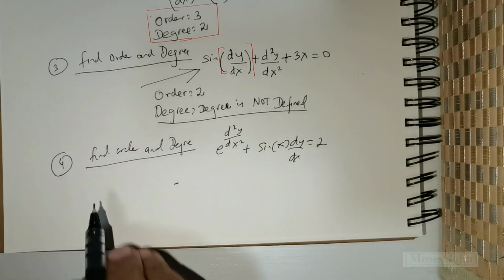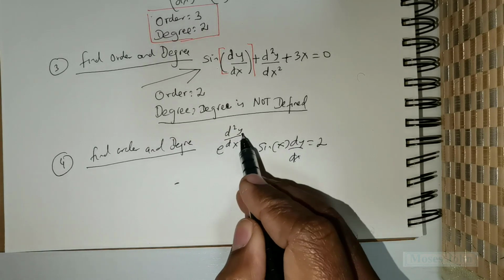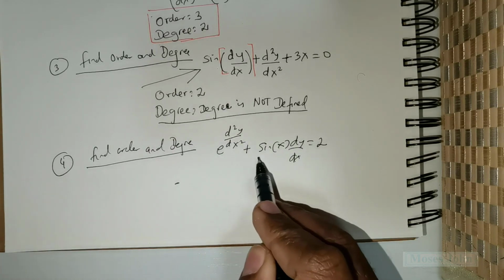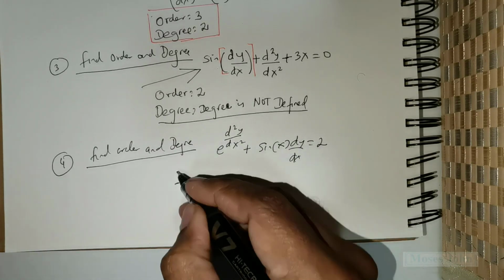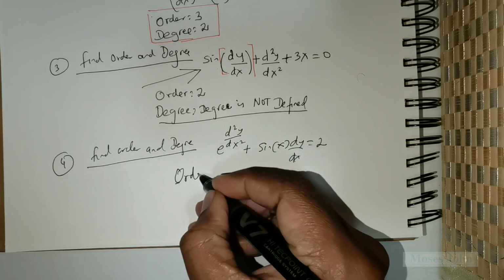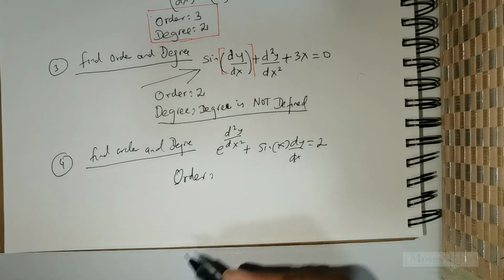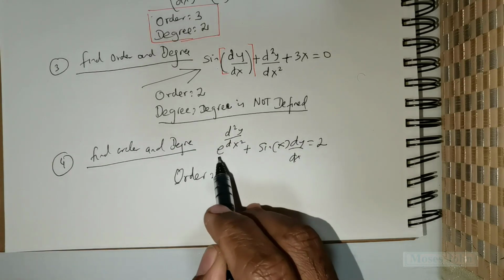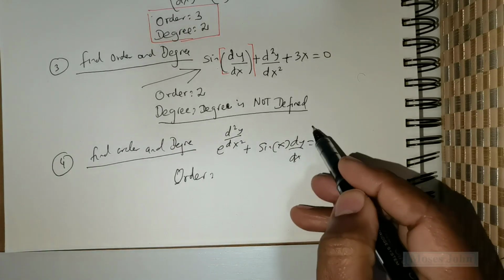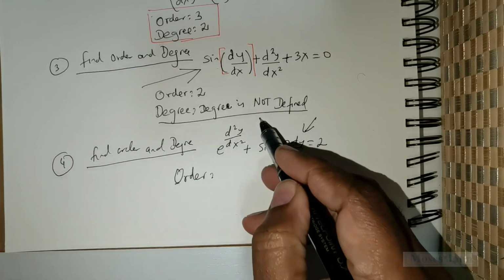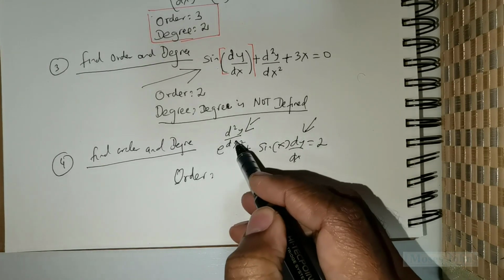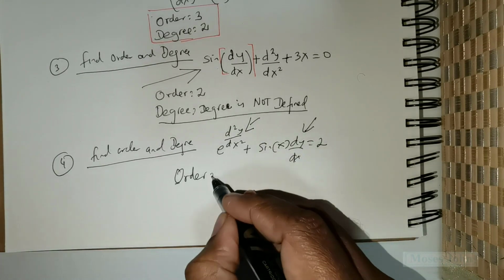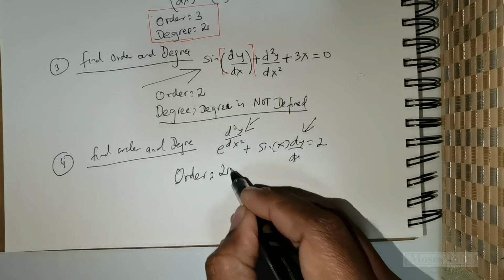So you're given the last question: e raised to the power d squared y over dx squared plus sine x times dy over dx. So find the order. Now what is the order for this differential equation? Whenever you are asked to find the order for a differential equation, you have to first locate that differential which has the maximum differentiation. This is just one differentiation, dy over dx, whereas this undergoes two differentiations, d squared y over dx squared. So clearly the order is going to be 2.